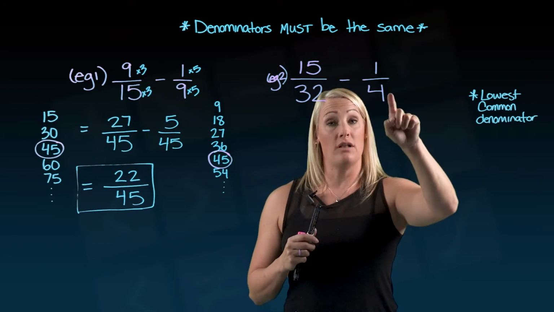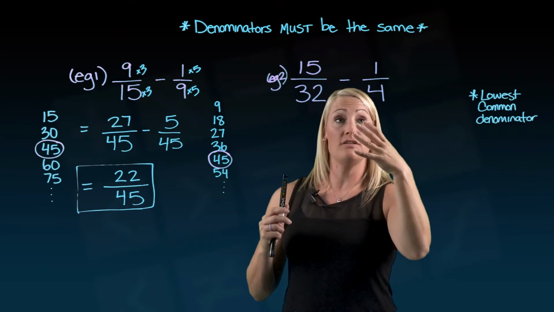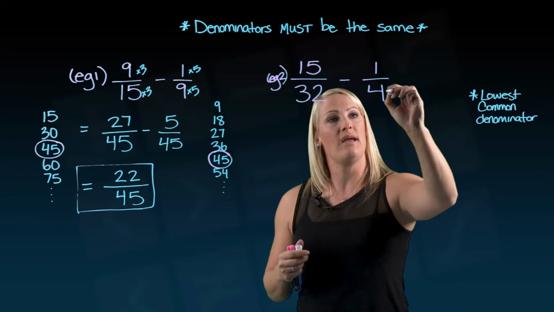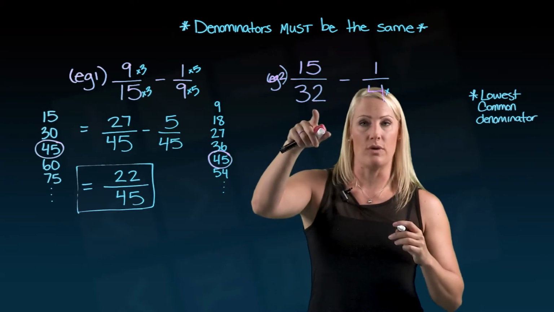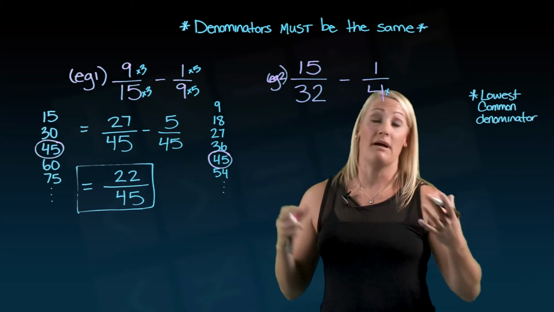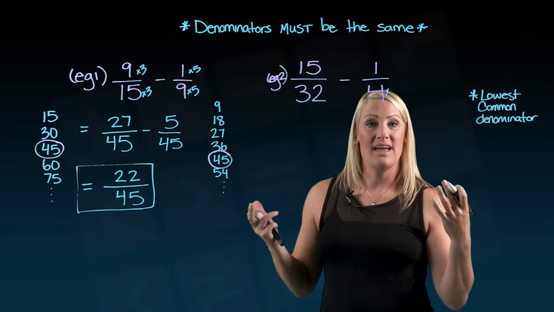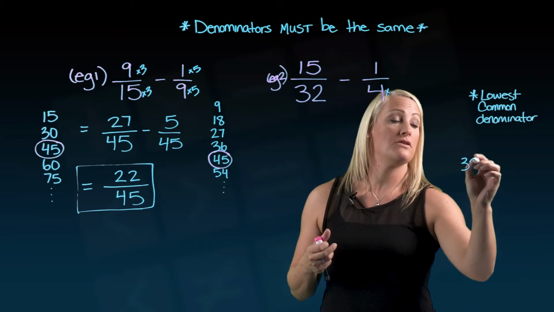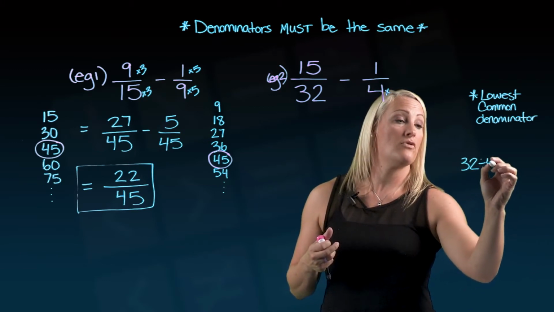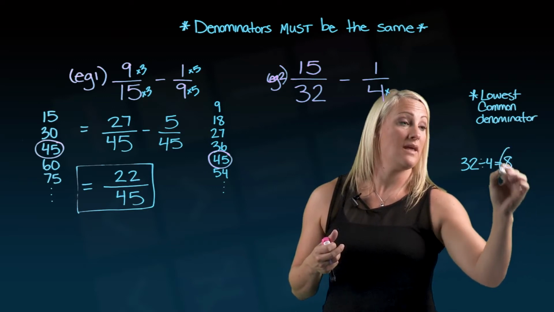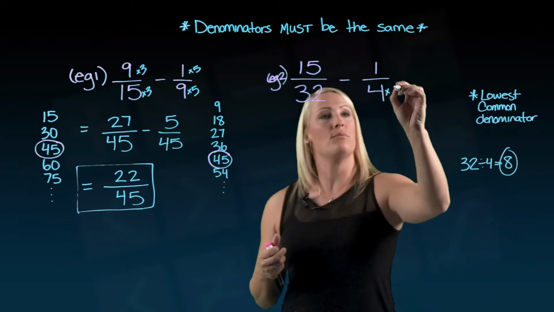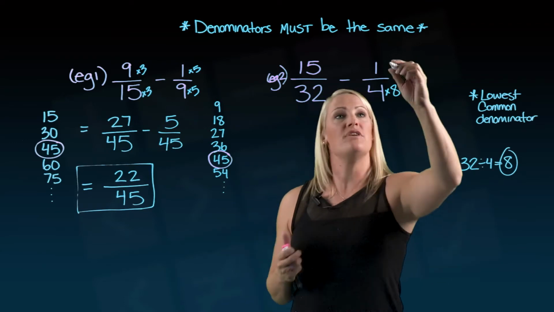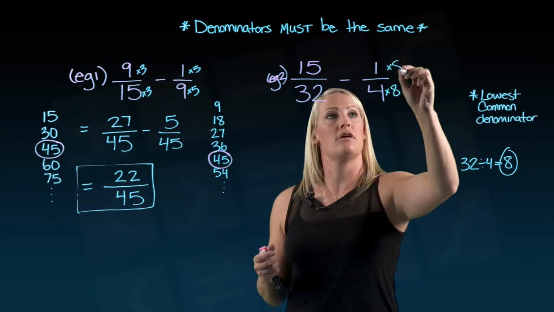If I look at the smallest of the 2, I can always multiply the smaller one by something to make it into the bigger one. In this case, 4 times something is going to give me 32. If I know that, fantastic. If I don't, I can take the larger, 32, divide that by 4, get my answer, and my answer is what I'm going to multiply 4 by to get 32. If I do that to the bottom, I do the same to the top, just like I did over there.